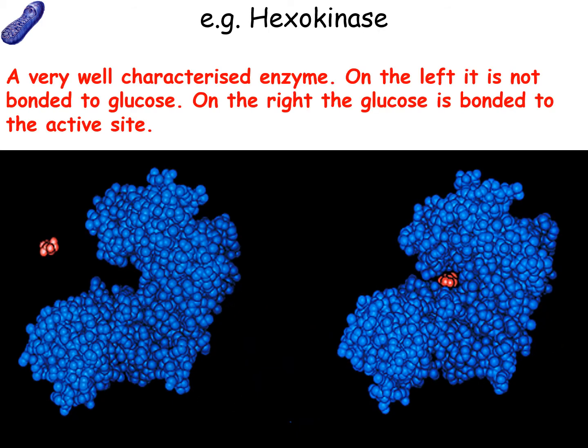Here's a nice little example of this one. This is hexokinase, which alters glucose, and the little red blob is glucose, and you can see it's coming into the hexokinase, and when it joins the hexokinase you can see the shape of the active site is actually altered. So here we've got a kind of open section, and when the glucose is attached, that section has been folded round it.